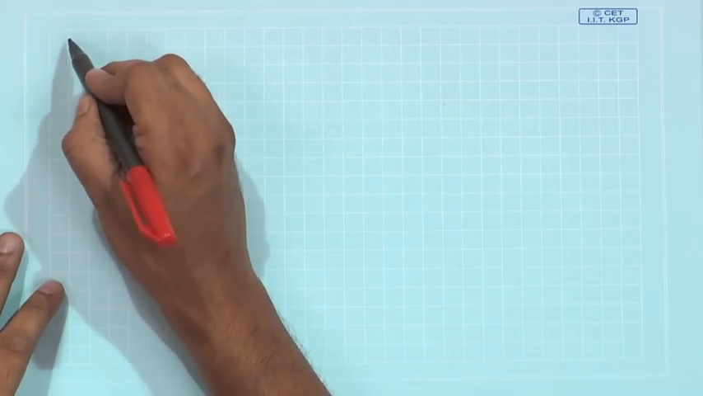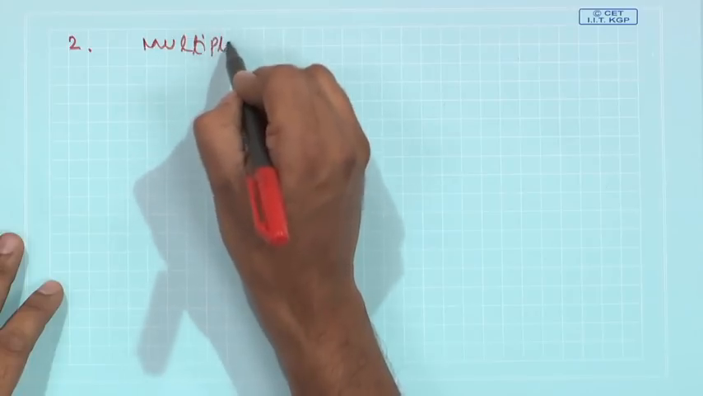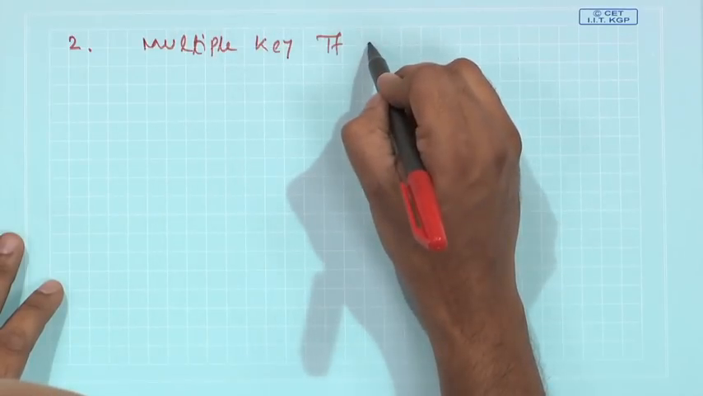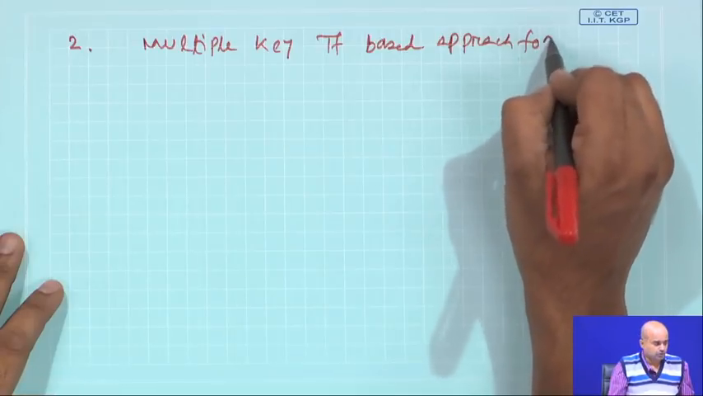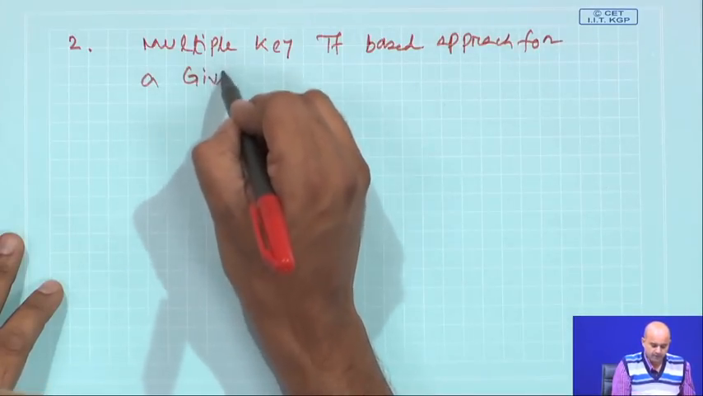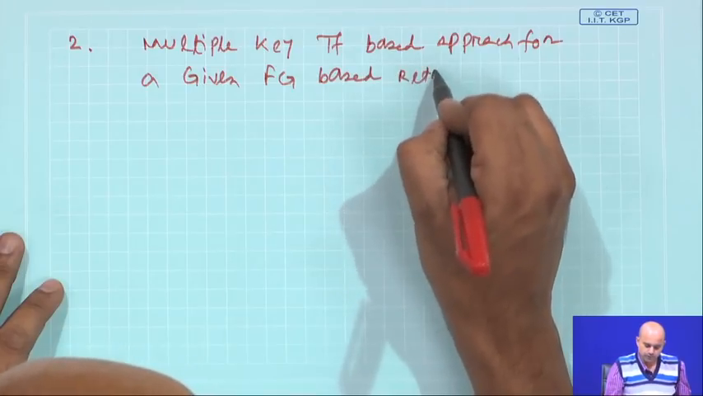Now, today we will be talking about the second point, which is how you can use a multiple key transformation based approach for a given functional group based retro. Initially, when we discussed the functional group based strategy, I said there are 6 guidelines to follow. The first one is functional group based skeletal disconnection, where you have a skeleton given in a target molecule and you try to disconnect the skeleton through a single and uniform key transformation.